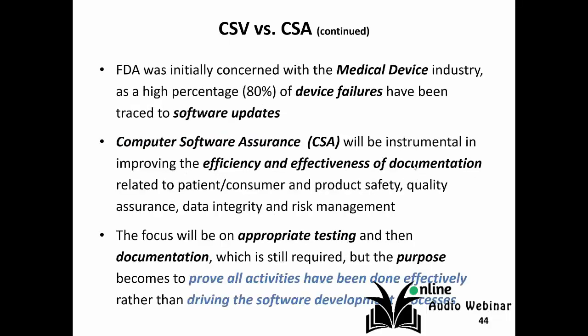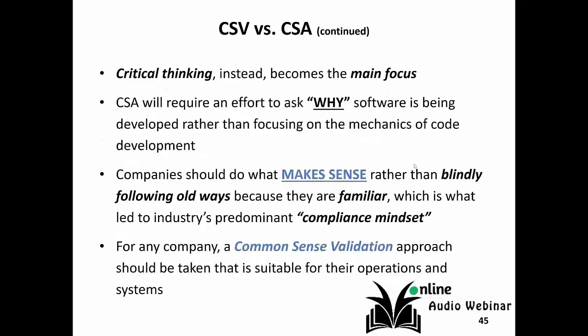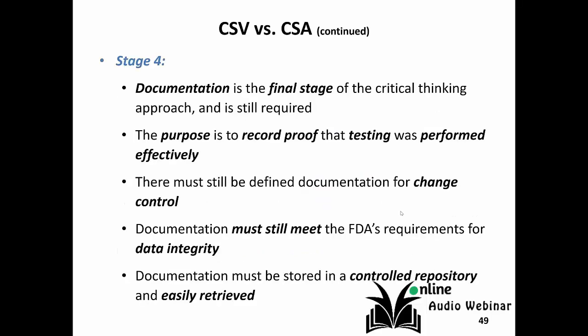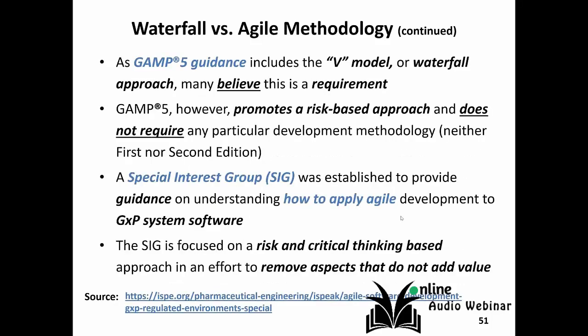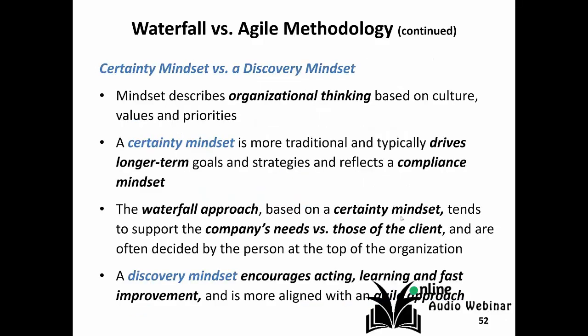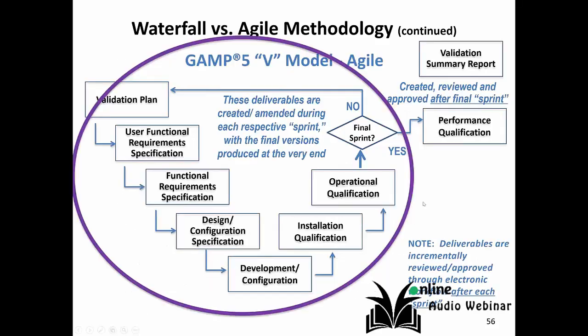The reason FDA became concerned about software development in the first place was because of the medical device industry and critical thinking, asking why software is even being developed. Now, ISPE GAMP 5 supports FDA's case for quality program. Now, the GAMP 5 guidance includes the V model, the waterfall approach. Now, certainty versus discovery mindset. Companies also have to become more patient-centric, consumer-centric. So the approach is different.